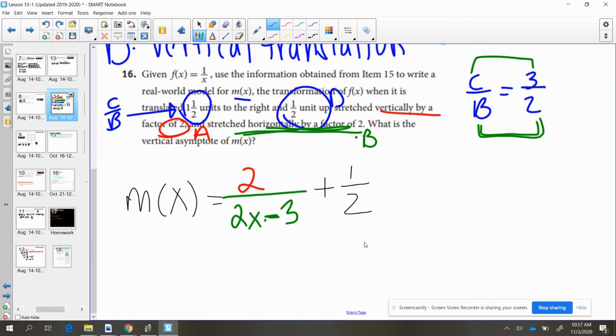And our vertical asymptote then, this last piece here is where would this end? Again, your vertical asymptote then would be at x equals 3/2, since we shifted this to the right, 1.5 and 3/2.